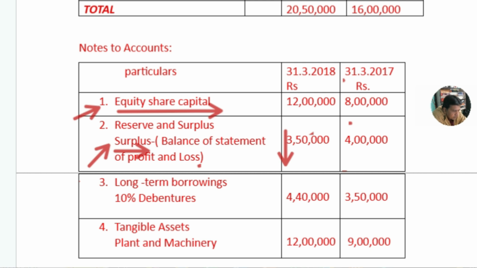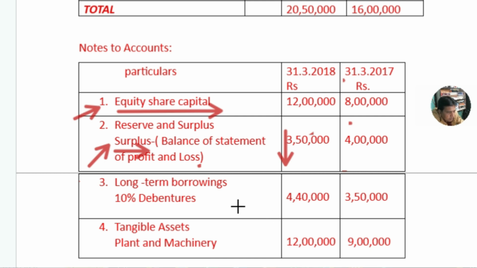But this notes to account clearly indicates that the long-term borrowing represents 10% debentures. That means the company had issued the debentures. And when the company issued the debentures, the value of debentures was 3,50,000 in 2017 and 4,40,000 in 2018. So the balance of 90,000 is the value of debentures issued during the year, and it is a cash inflow, and it is a financing activity.